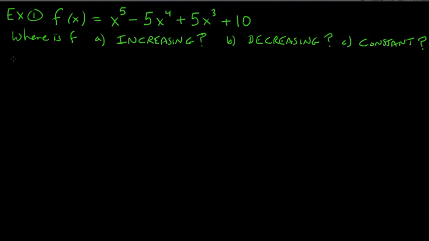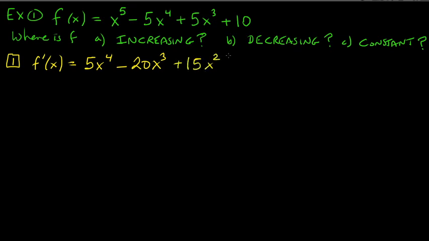So to find the critical numbers, I'll call this step one here, we need to find the derivative. And that should not be hard at this point. You just use all the rules. So the derivative should be 5x to the 4 minus 5 times 4, so that's 20, x to the 3 plus 5 times 3, so 15x to the 2.